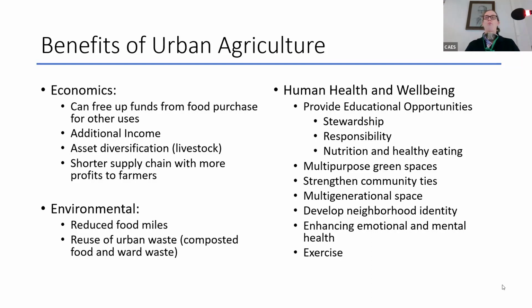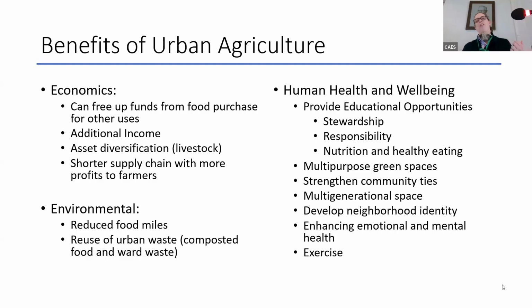Environmental benefits include reduced food miles. So food travels on average upwards of 1,500 miles from the farm to your plate, and sometimes more depending on what processing is taking place and where it's going. But if you look at a local food supply from a farmer's market, usually that's within 100 miles. And then reuse of urban waste like composts and yard waste can be put back into the system and those nutrients added back to grow food.